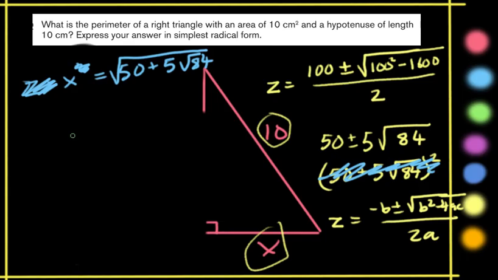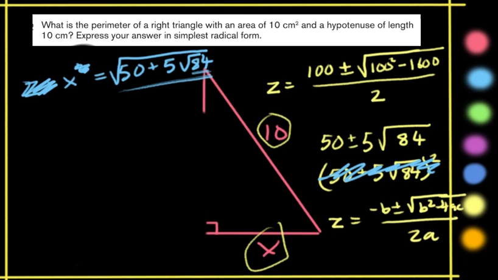Okay, so this is x, square root of 50 plus 5 square root of 84. And I think I can take something out of that, right? So 84 is actually, let's see, it can be divisible by 4. That's going to be 21. One second. You know what? I think I've been doing this completely wrong. I've been doing it a much harder way than what it needs to be.